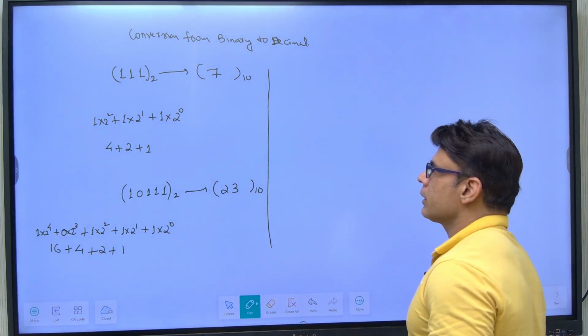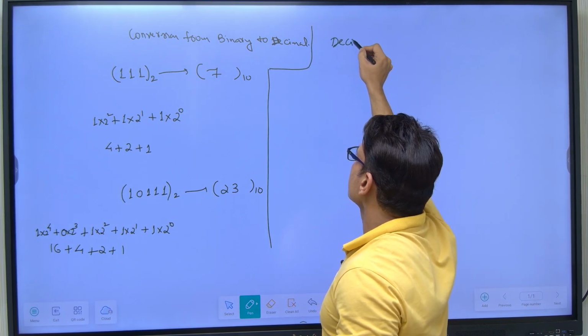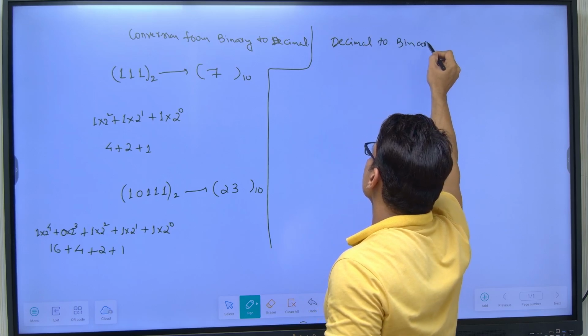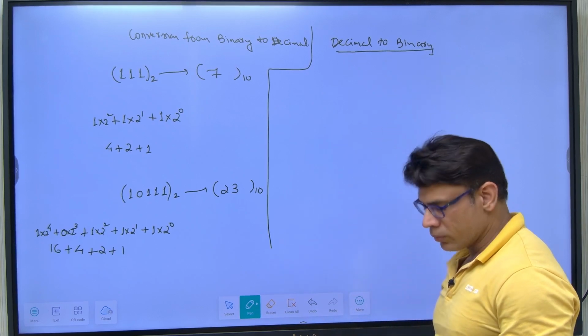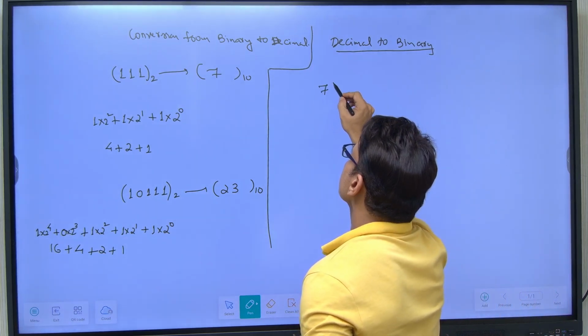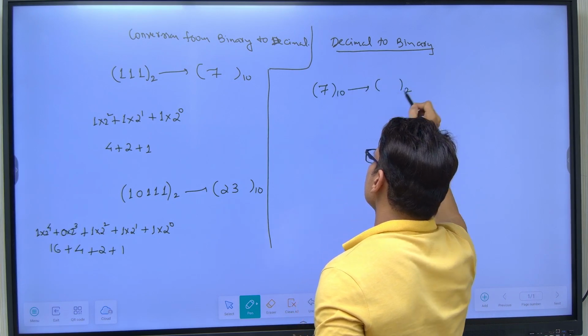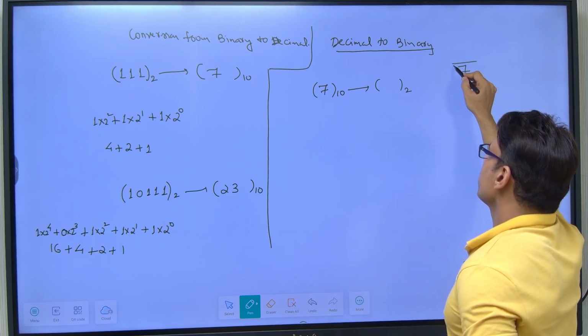Now also let us understand, if we want to convert any number from decimal to binary. You have, let's say 7, which is in decimal, and you want to convert this number into binary. So you write this 7 and divide with 2.